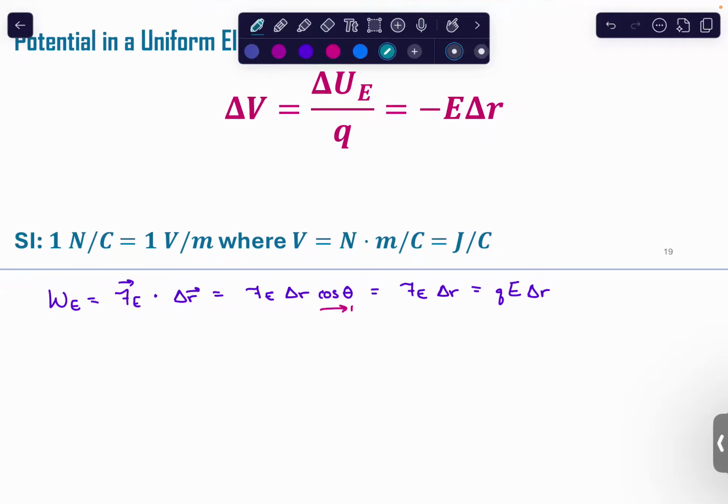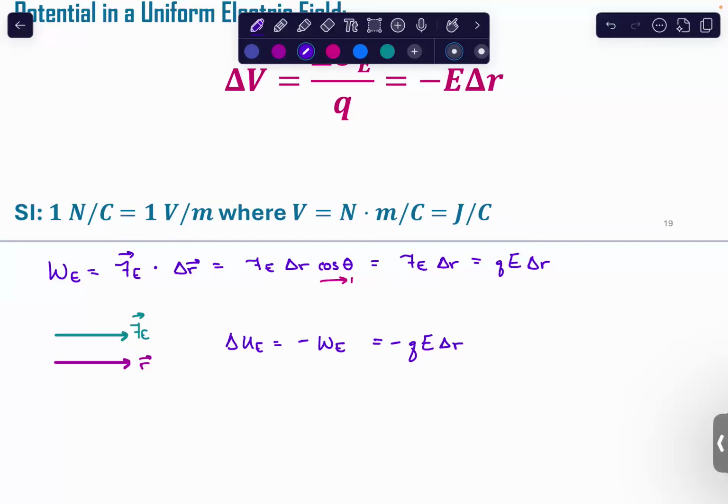To graphically represent that, a positive point charge in an electric field, then the change in our potential energy is negative the work done by the electric field, negative Q E delta R. And so then our definition of voltage.